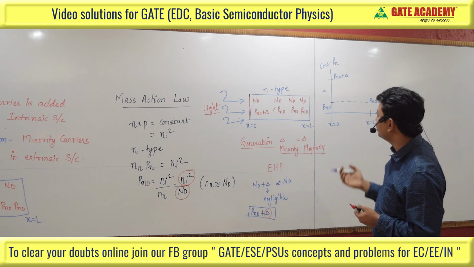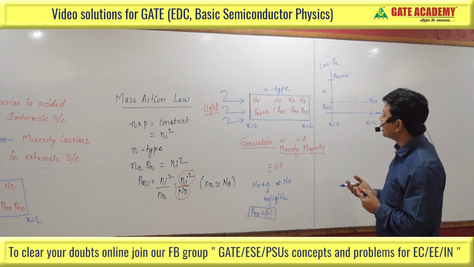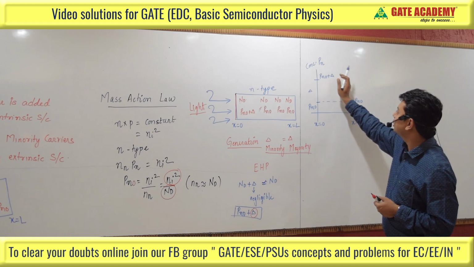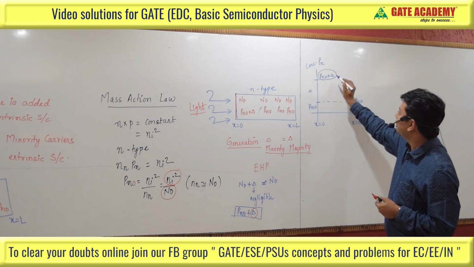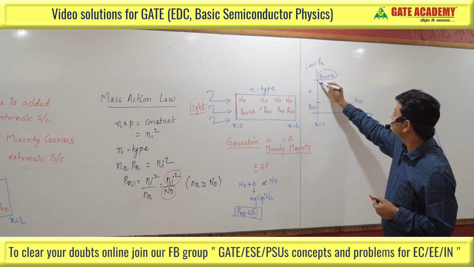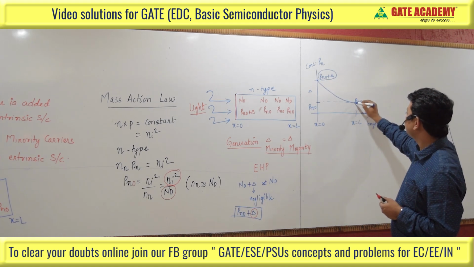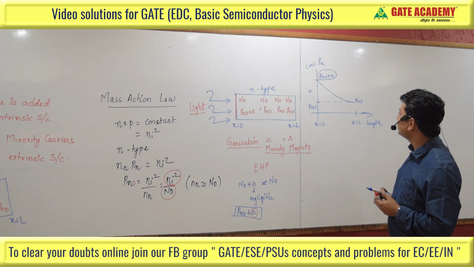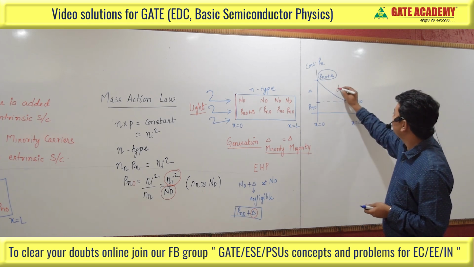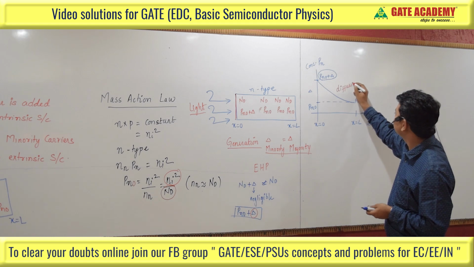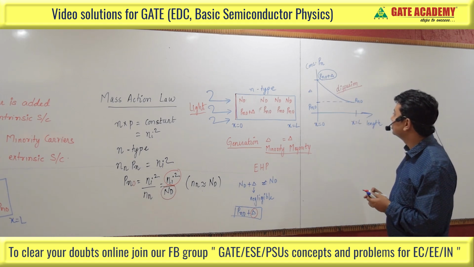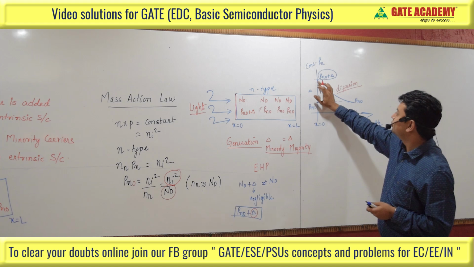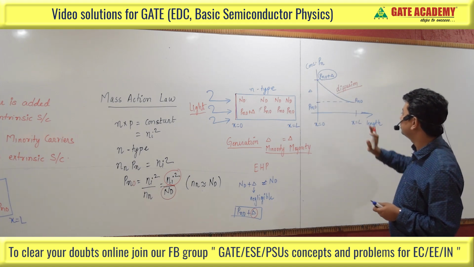Then what will happen? Since every particle moves from higher concentration to lower concentration, the minority charge carriers, at Pn naught plus delta, will try to move from the higher concentration to the lower concentration, from x is equal to 0 towards x is equal to L. This movement of charge carriers is because of diffusion, because diffusion is the process in which charge carriers, either majority or minority, always move from a higher concentration region to a lower concentration region.